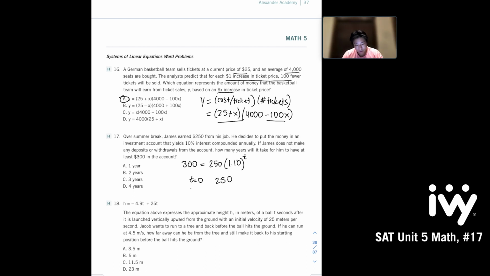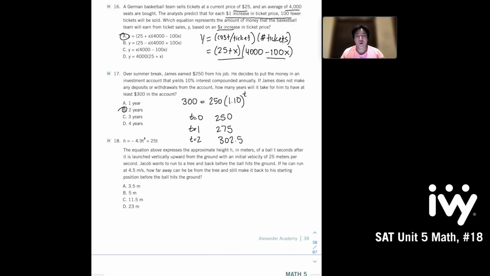Now let's try T is equal to 1. If T is equal to 1, the amount that's made is 275. And if we go again at T equals 2, we see that this ends up being 302.5, which means after 2 years, we will have already made the $300. So B.